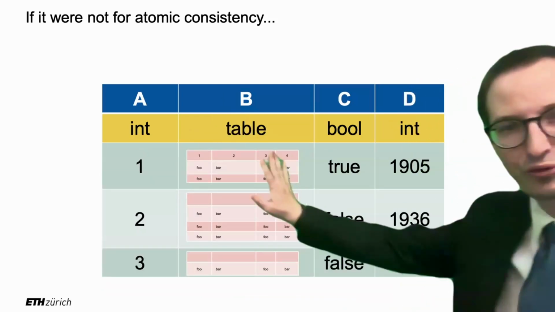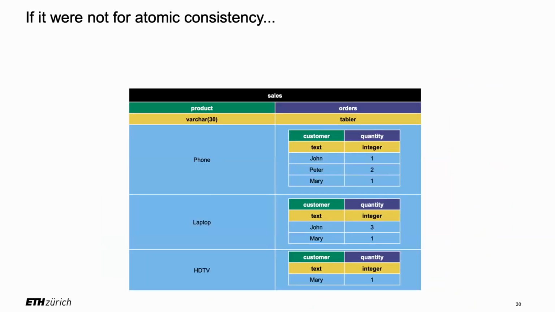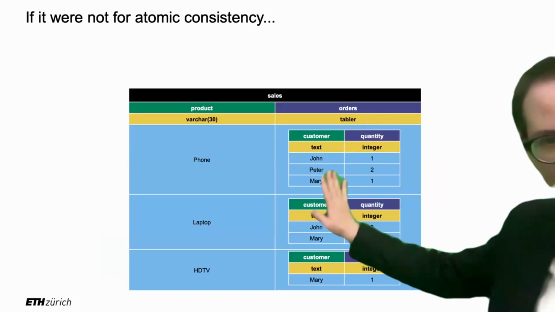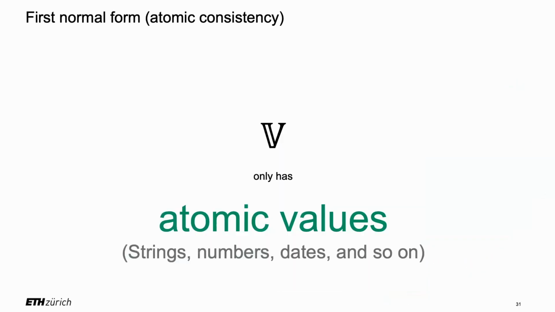This is also not in the first normal form. We have tables in tables, right? So it's also not okay. This is also not okay. So just counter examples here. This is also not in the first normal form because we have tables in tables.